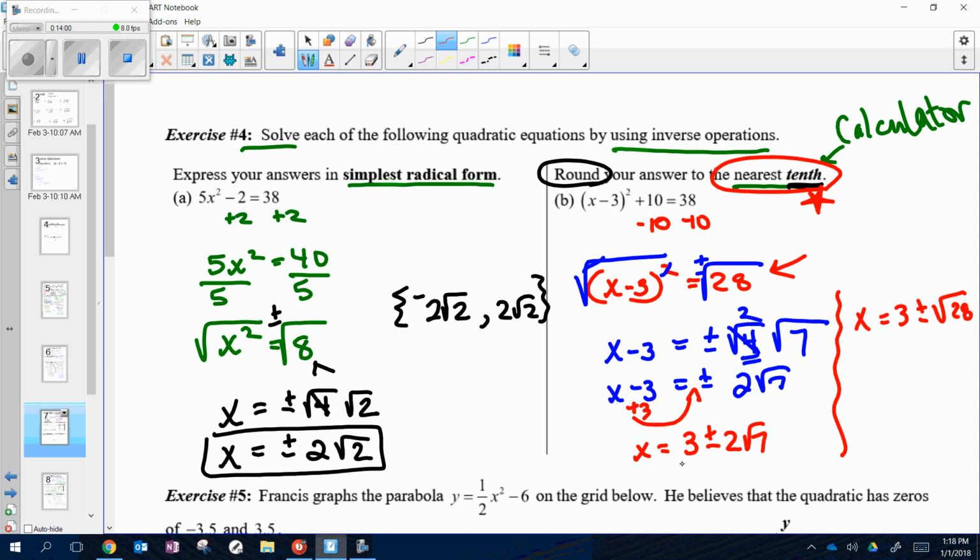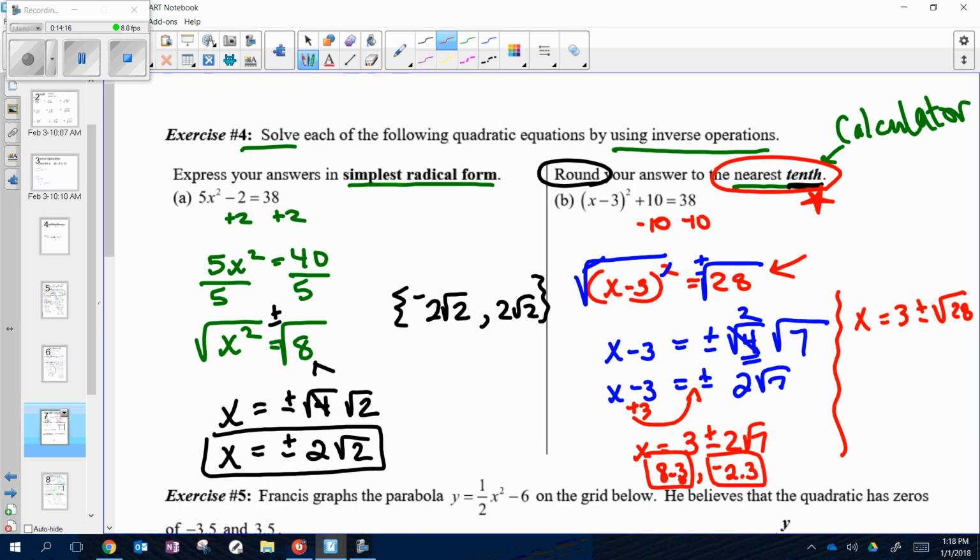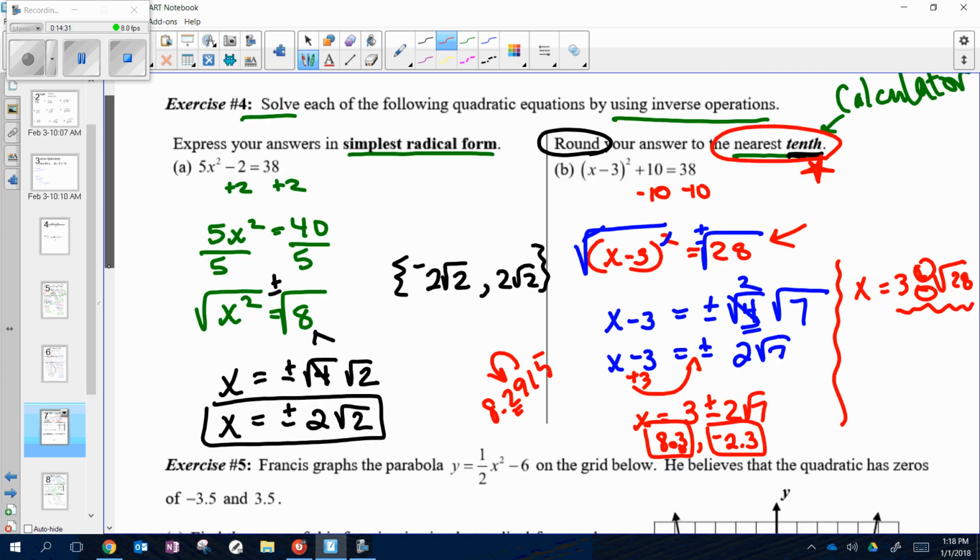So this one gives me 8.3 and negative 2.3. The 9 made us round up the tenths place to a 3. Let me look at that decimal one more time. 8.2915. Here's the tenths place. The 9 makes that go up to a 3. So 8.3, and the other one was negative 2.3. Had I entered this with the plus and then with the minus, I would have had the same two decimals.